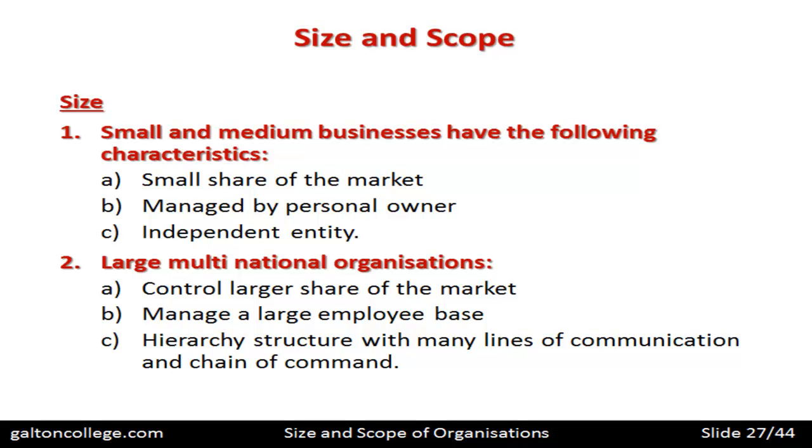There tends to be a hierarchical structure with many lines of communication and chains of command. It's a tall structure, where perhaps there's the chief executive and a layer of directors, or in American parlance, the vice presidents.